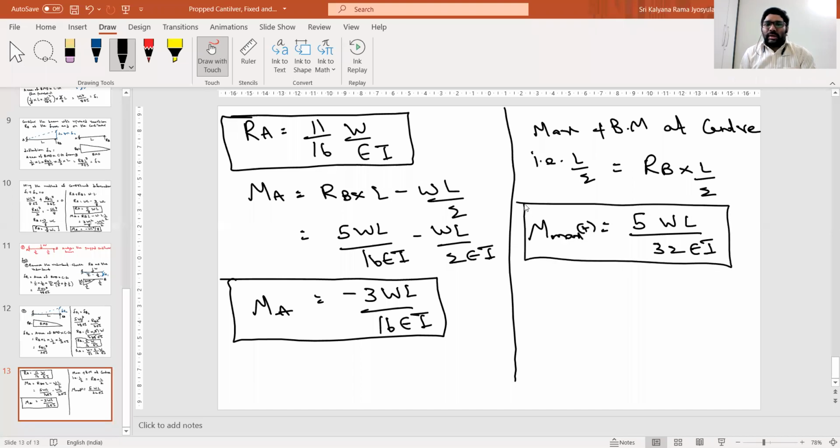See how easy it is to solve the problems associated with the concept of the method of consistent deformation. Okay. So thank you all for your patient hearing. In the next session, we will solve one or two more problems associated with propped cantilevers, and then we move on to fixed beams. Thank you.